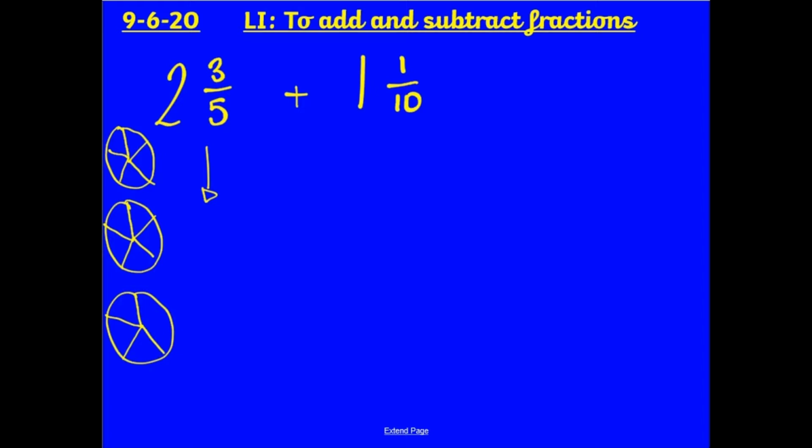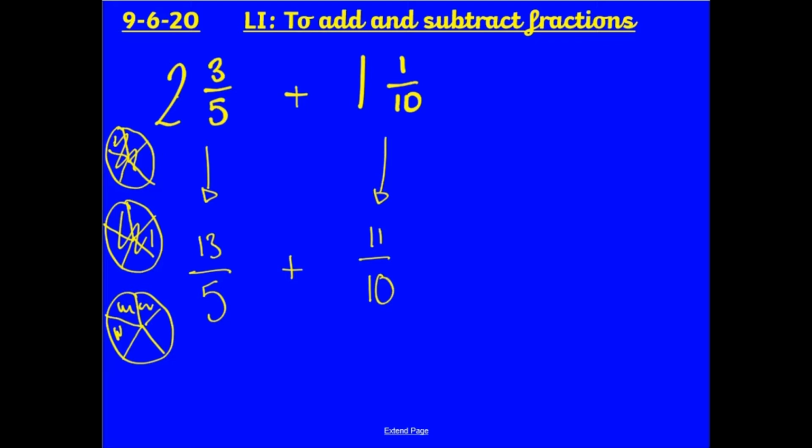So I've got 2 whole and 3/5. So all of this one, and then 3/5 here. So the easiest way is to do 2 times 5, which is 10, and then add that to my numerator. So that's 13/5. Add my 1 and 1/10. So I've got 1 whole of 10 pieces, and then 1/10. So 1 times 10 is 10, plus 1 is 11. So that would then go to 11/10.